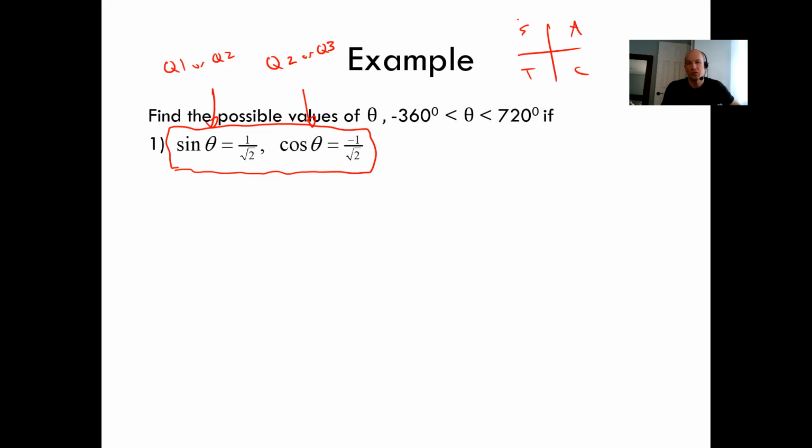And again, ASTC. So if sine is positive, it's here or here. If cosine is negative, it's either here or here. So since I double circled that, this one's got to be it. Okay, so what I can conclude is, therefore, we're in quadrant 2. That's why you're given two angles, those two ratios.